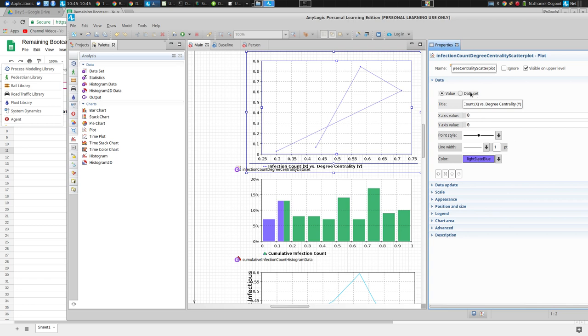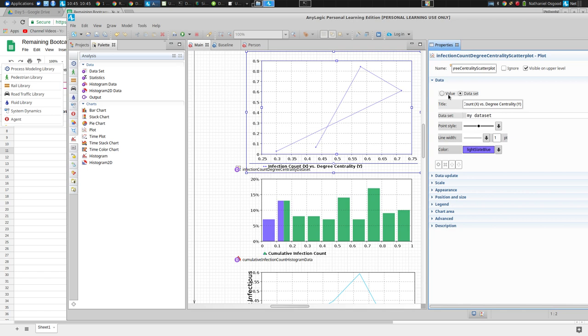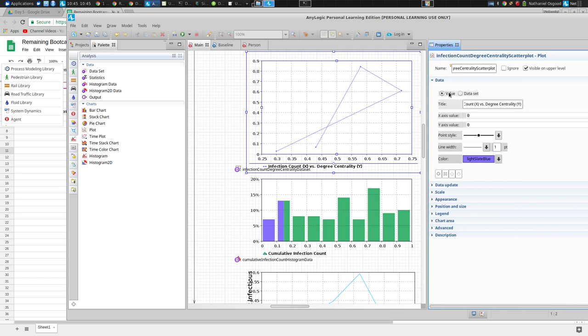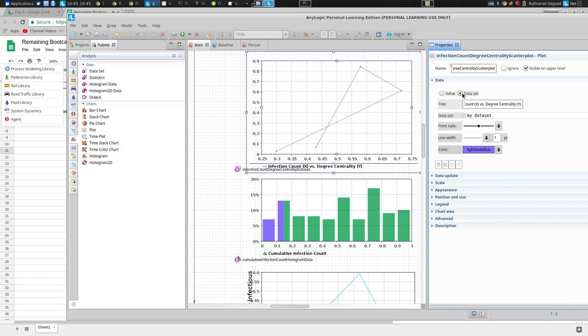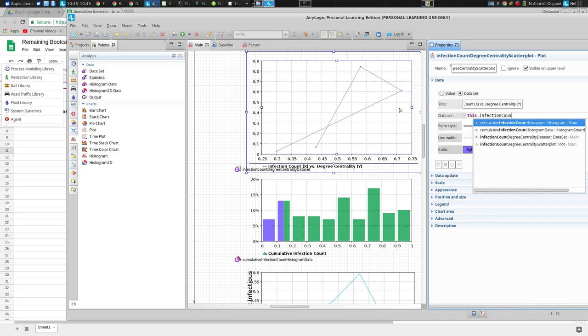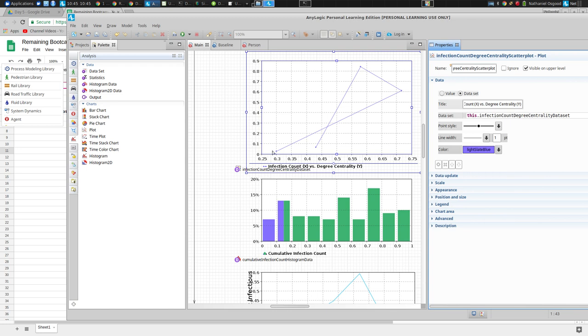Okay, and we're going to ask it to use a data set, not a value, but a data set. Notice I'm switching from value to data set here. The data set that we're going to use is this dot infection count degree centrality data set. It's the data set we added. Okay, we're a lot of the way done. Probably about two-thirds of the way done.